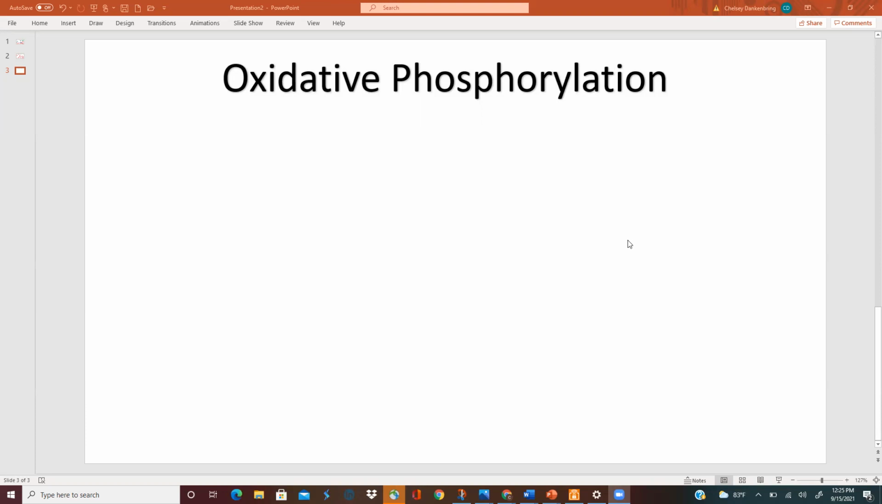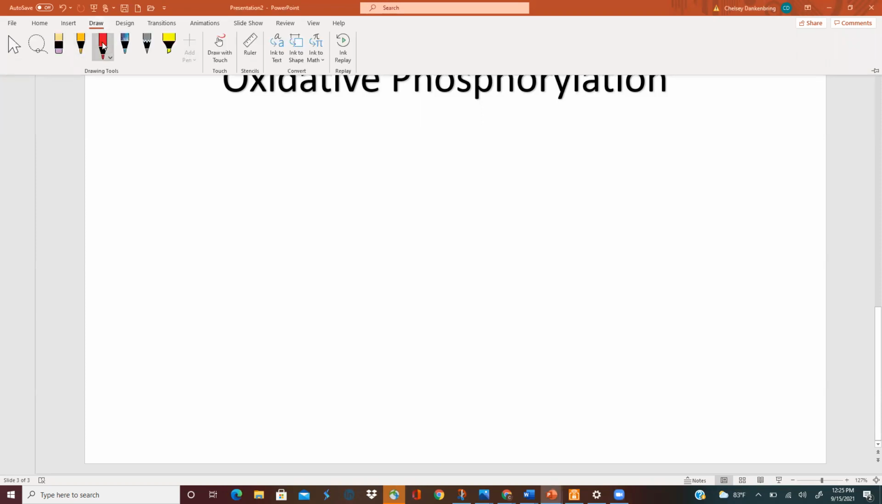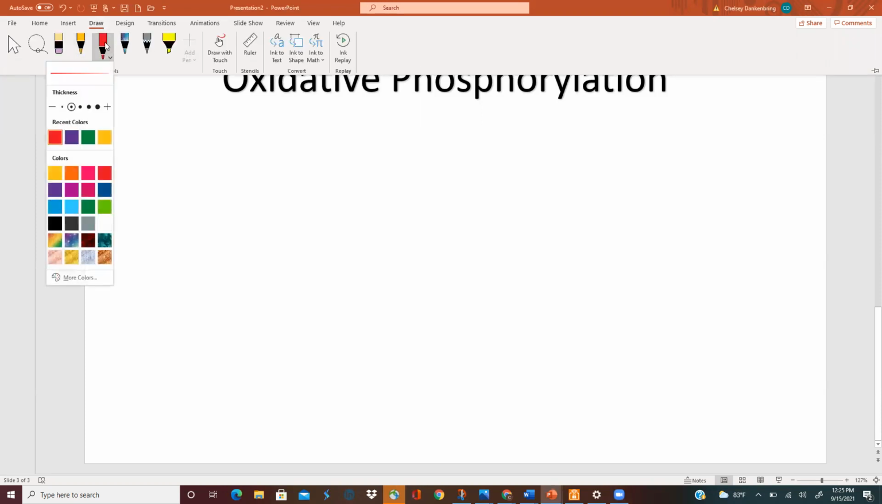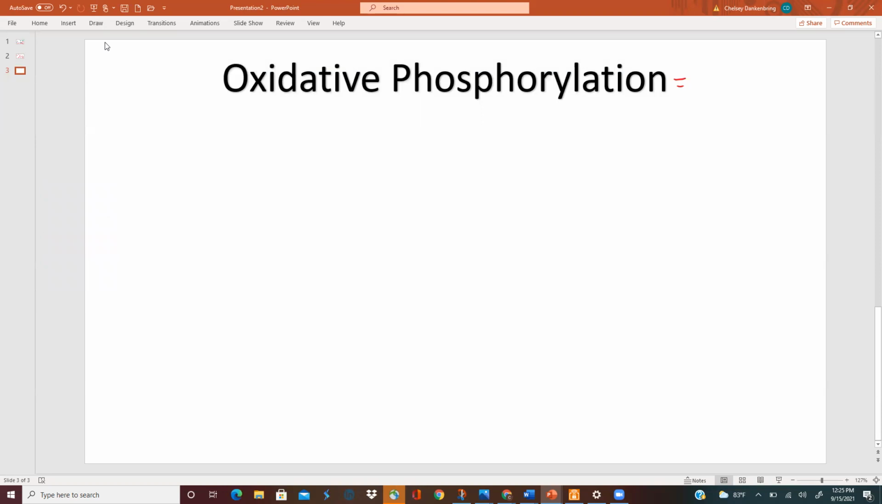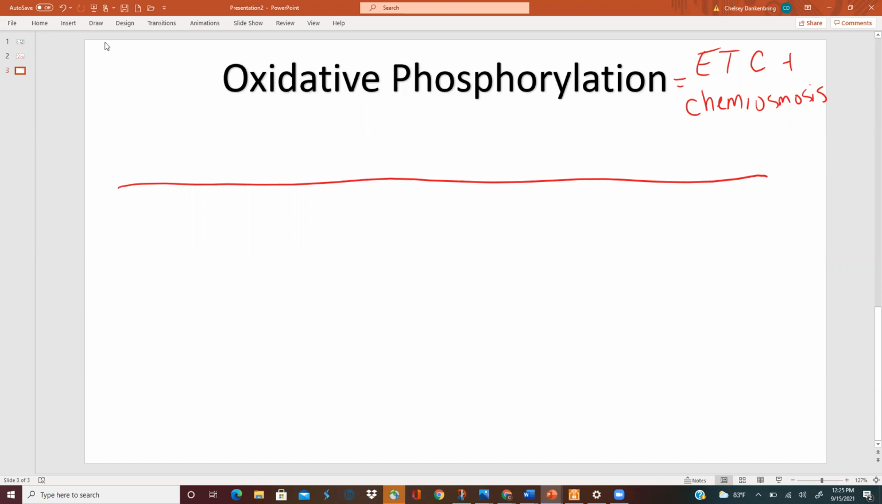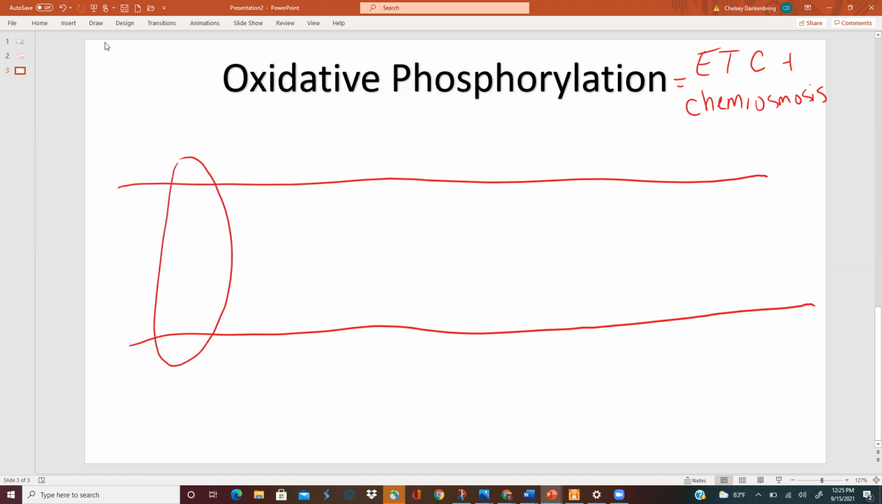Okay, so for oxidative phosphorylation, there are 2 big parts, okay? So oxidative phosphorylation, I'm going to write this kind of small, it's going to be the electron transport chain plus a process known as chemiosmosis. Okay, so what we're going to draw is a membrane. I'm going to need to make sure I leave myself enough room for all this.